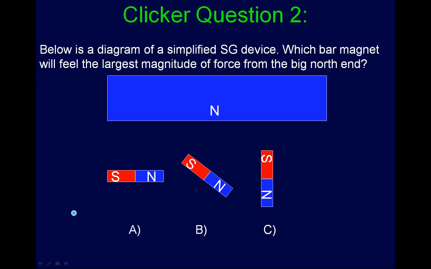So now take a time, and what I've done here is the same setup. It's a simplified SG device, but we've taken the magnets and rotated them. So now, which bar magnet will feel the largest magnitude of force from the big north end? Think about this and let us know.